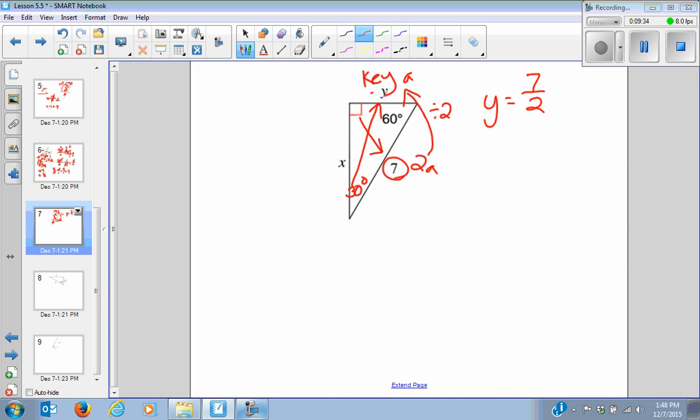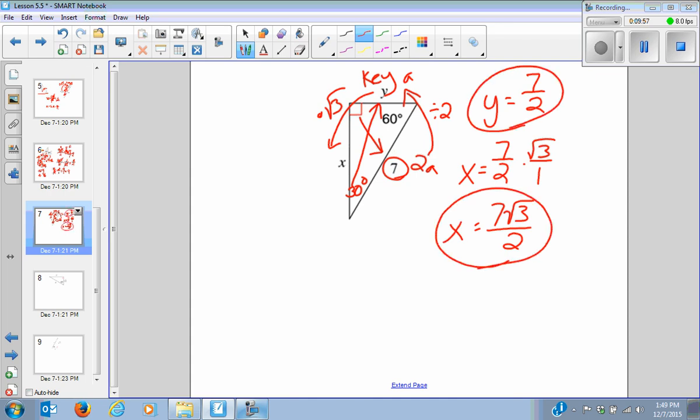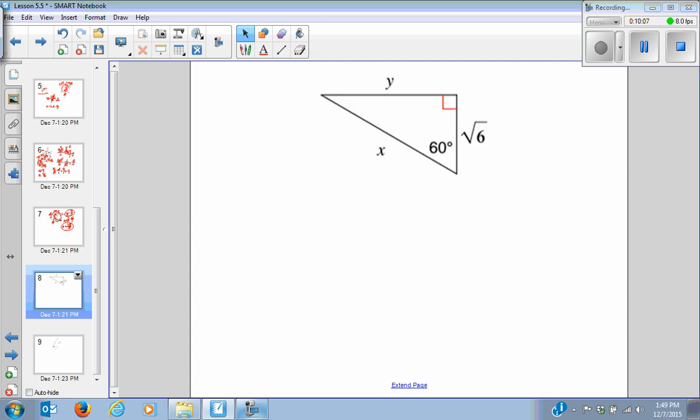I then take that, and to get from the key to here, you would multiply by the square root of 3. I'm going forwards on that way. I'm not going backwards. So I get that x equals 7 halves times, make it a fraction when you're multiplying it by a fraction, square root of 3 over 1. I end up with 7 square roots of 3 over 2. That is a perfectly acceptable answer. That's one answer. That's the second answer. The square root is not in the denominator, so I do not need to do any of that rationalizing that we talked about. It's good to go. Done.